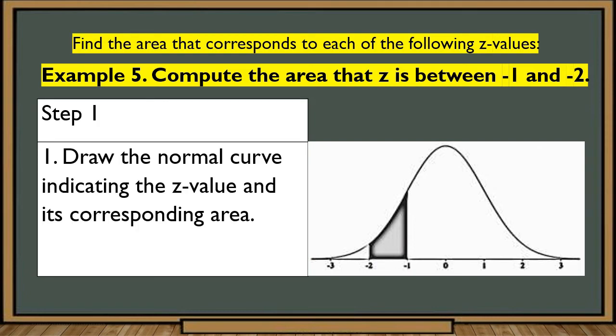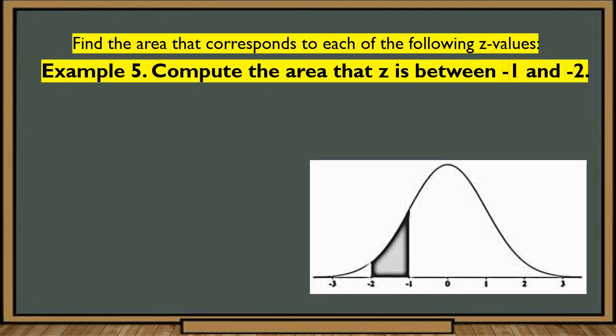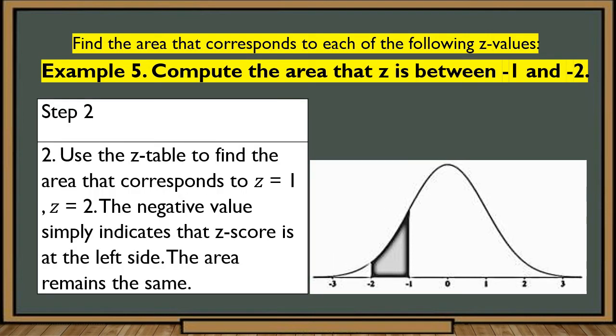So anong gagawin natin first? So first, we're going to use the z table to find the area that corresponds to z equal to 1, and z equal to 2. The negative value simply indicates that the z-score is at the left side. Again, wala tayong negative areas. Negative lang, ibig sabihin na sa kaliwa siya ng ating mean, or it is found at the left side. So the area is still positive. If our z-scores are negative, the area is still positive because wala naman tayong negative na area again.